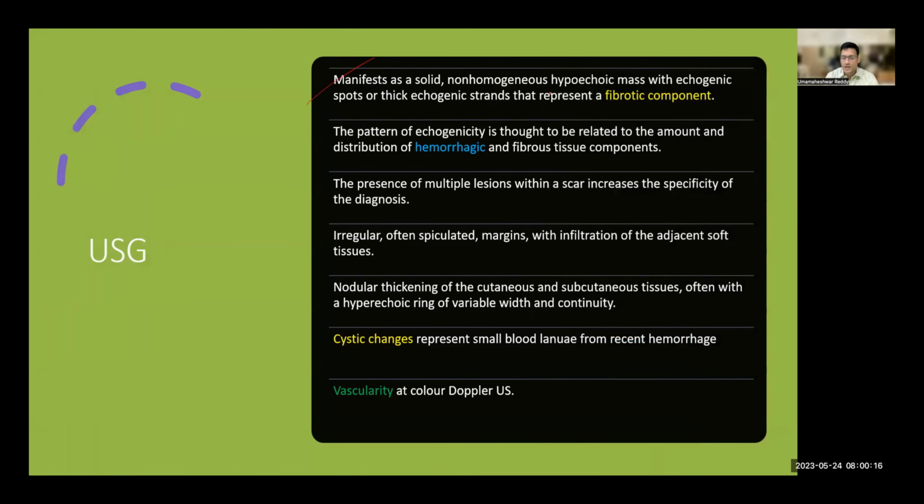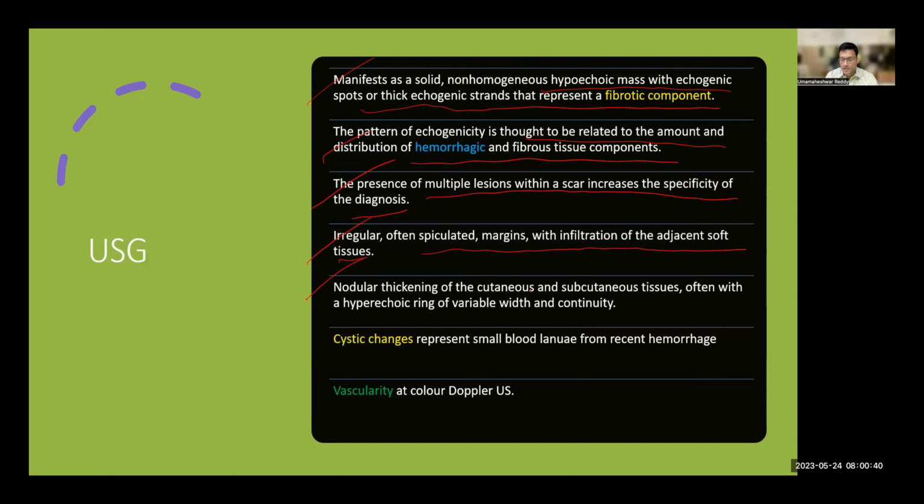A solid, non-homogeneous hypoechoic mass is seen on USG with echogenic spots, echogenic strands and a fibrotic component. The pattern of echogenicity is thought to be related to the amount and distribution of hemorrhagic contents. The presence of multiple lesions within the scar increases the specificity of the diagnosis of scar endometriosis. Irregular, often spiculated margins with infiltration of adjacent soft tissue is classical.